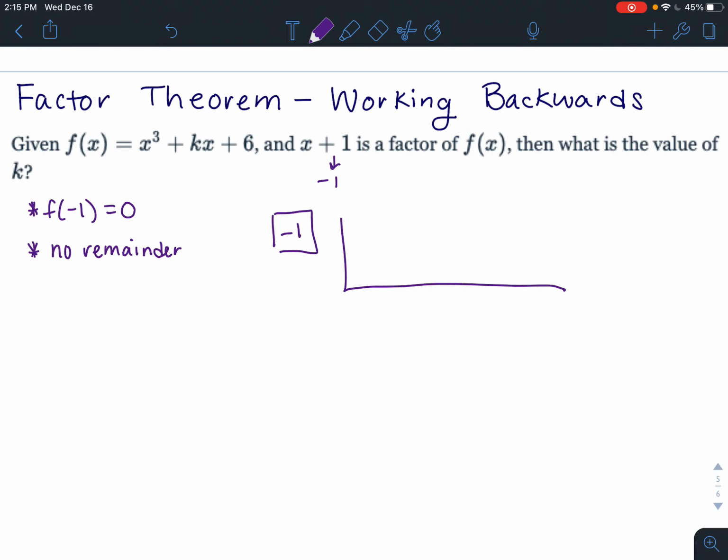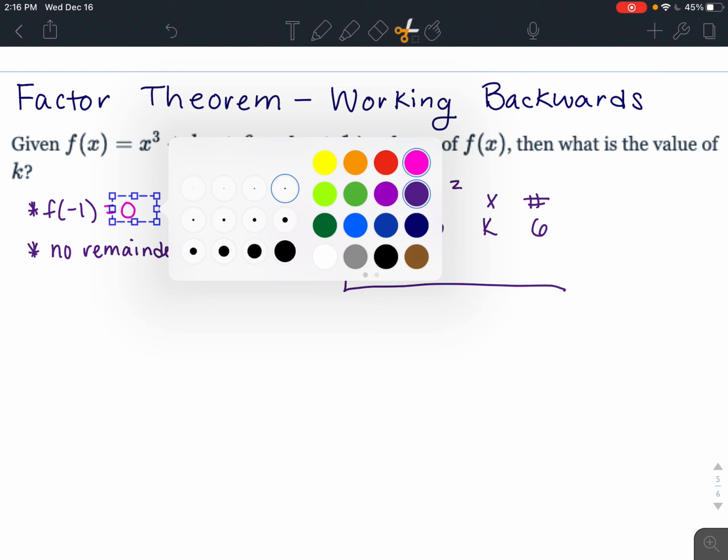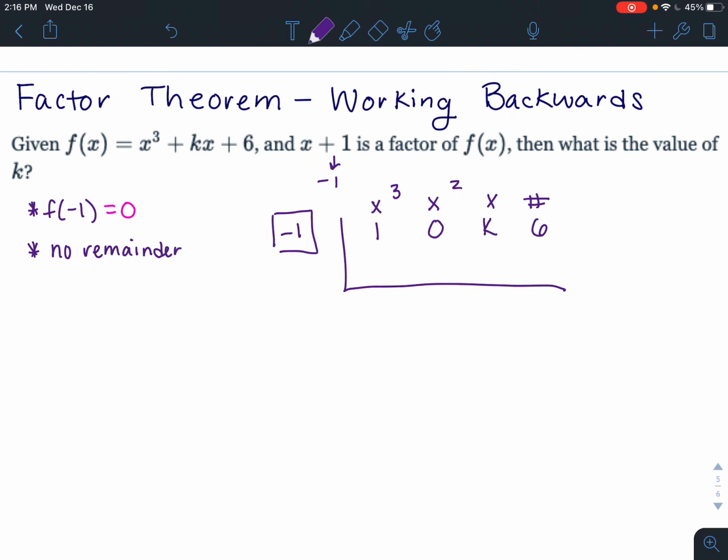I'm going to put -1 in my divisor box, and here I want to be really careful with my synthetic division chart because there's no x squared term in this polynomial, but I still need to put that column in. So I have 1x cubed, no x squareds. I don't know how many x's I have, they're using the letter k, and then we have 6 constants. One thing I do know is that f of x is equal to 0 when you plug in -1, so I know the answer is 0 here. That's a number I can definitely put into my table.